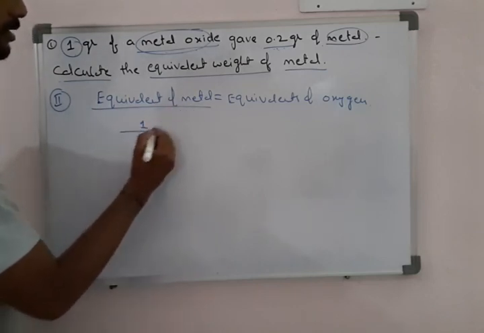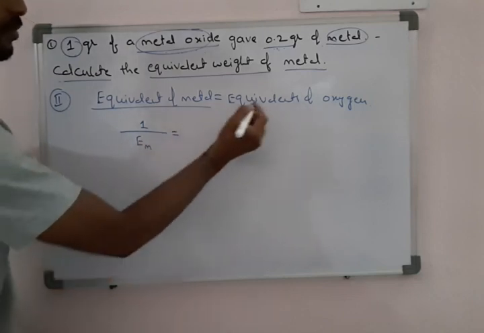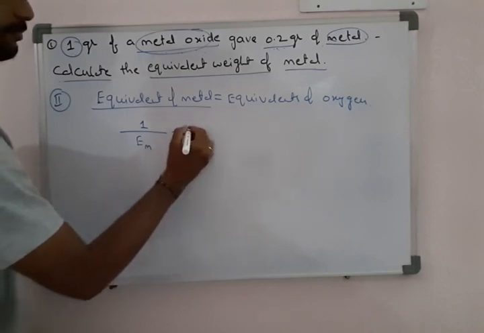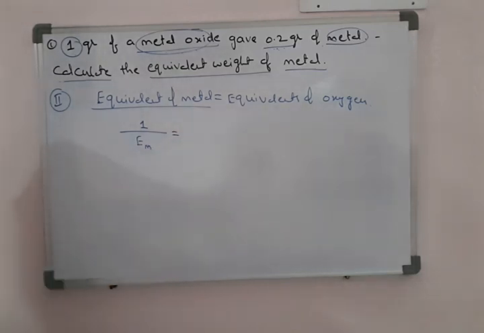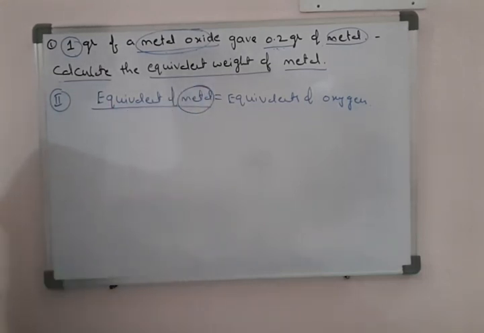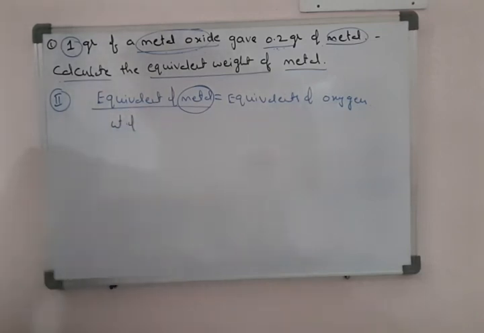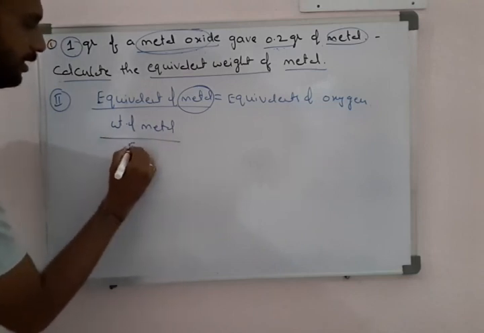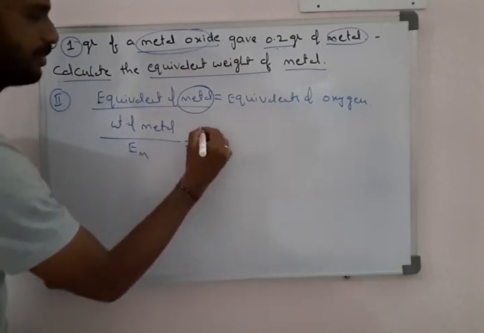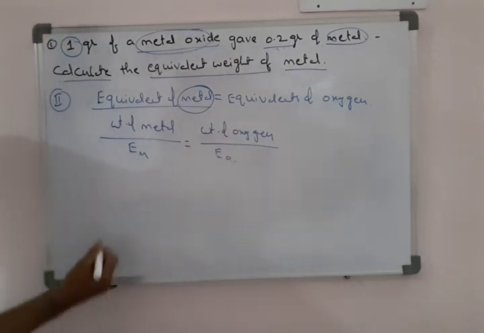1, divided by what is the equivalent weight of metal? We don't know that. We need to calculate it. What is the equivalent weight of oxygen? Equivalent weight of oxygen equals the same as the weight of oxygen. So what is the weight of oxygen here? We need the equivalent weight of metal, so we write weight of metal, sorry. Weight of metal by equivalent weight of metal equals weight of oxygen by equivalent weight of oxygen.